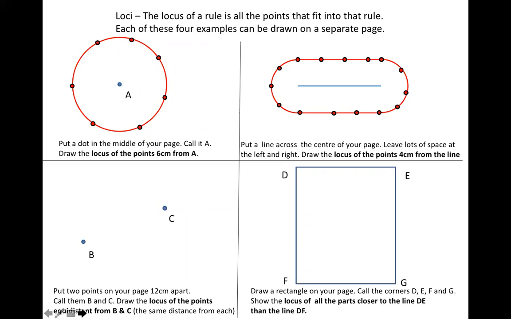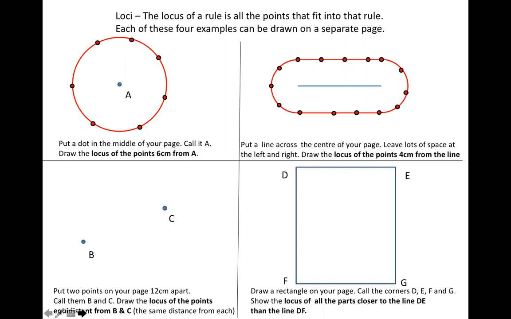So this one, you won't be able to draw using your compass, because then you would get a circle. But what you do is from different points on the line, you take your ruler and mark different points which are 4 cm from the line. And then you connect the dots.